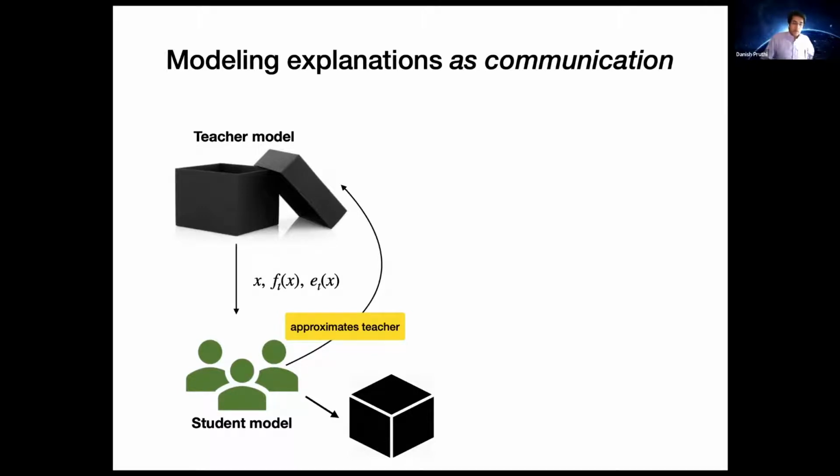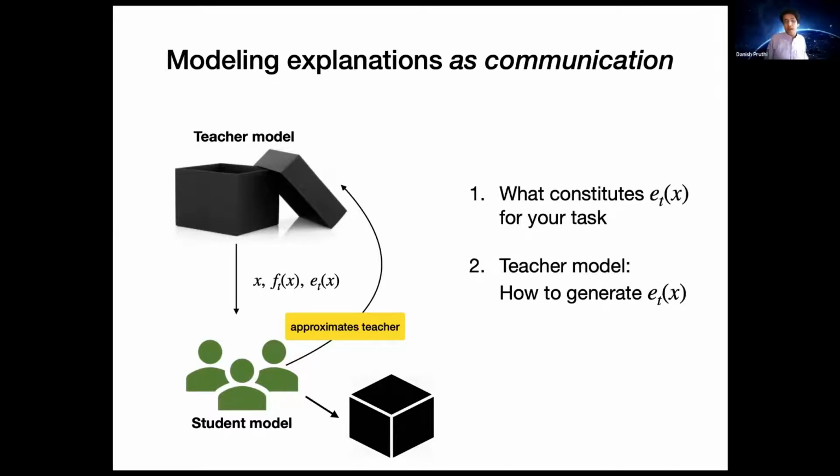And if explanations are any good, then you would observe a higher simulation accuracy on the test set compared to the case when you do not have explanations. So essentially the task that we are left with is defining what constitutes an explanation. For the teacher model, the question to ask is how to generate that explanation. And for the student model, the question to ask is how do you incorporate that explanation during training?